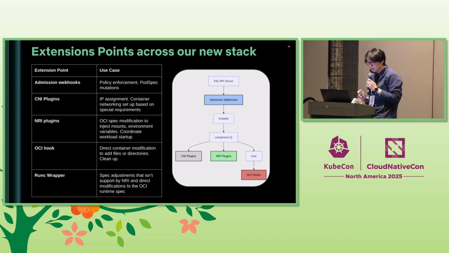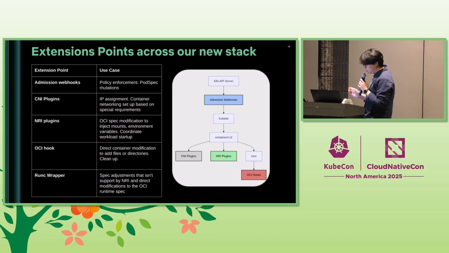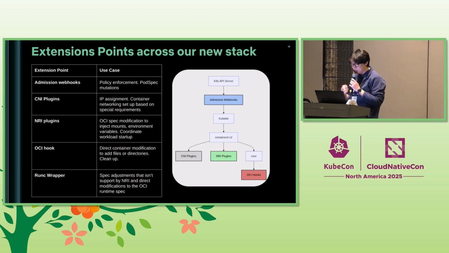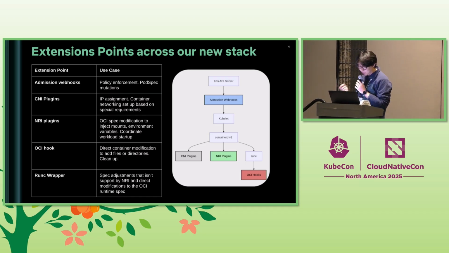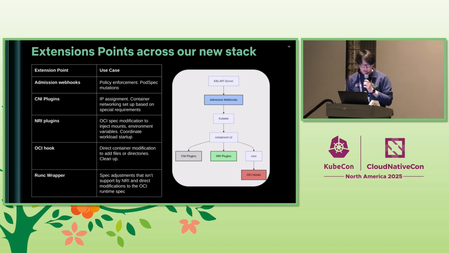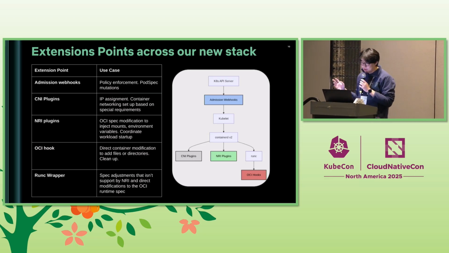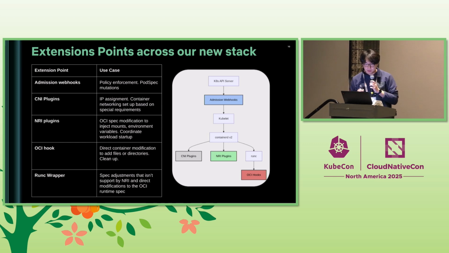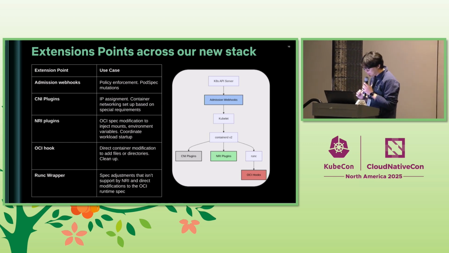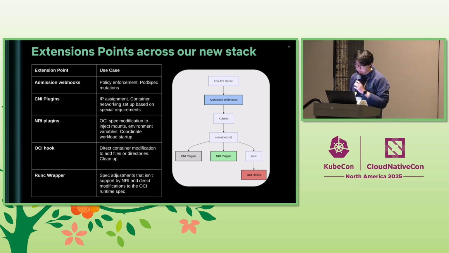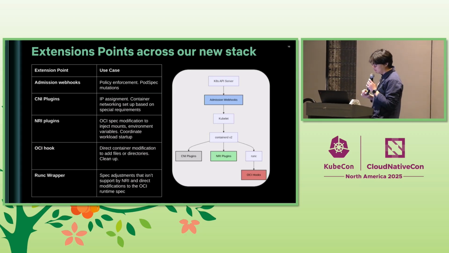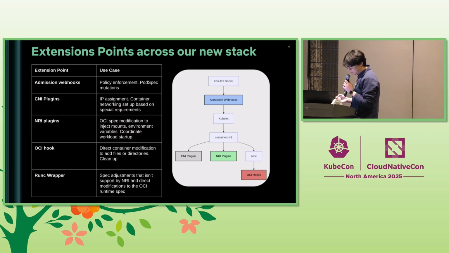Next, we have NRI plugins, as mentioned before. We use them for OCI runtime spec modification, and we also use them for coordinating the startup sequence of our Titus workloads. Next, we have OCI hooks. As mentioned before, we rely on them heavily for cleanup whenever containers stop, and we also do direct container modifications when the containers actually are created.